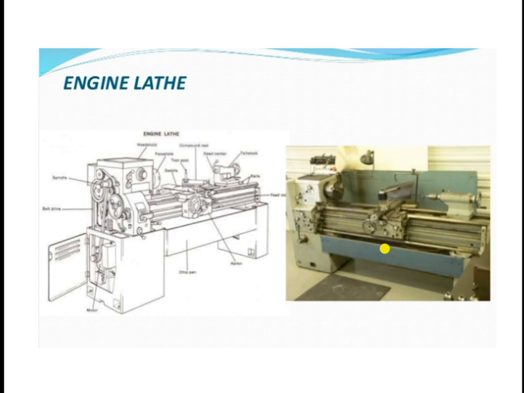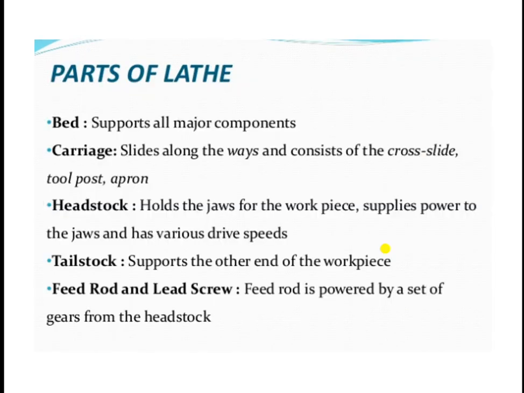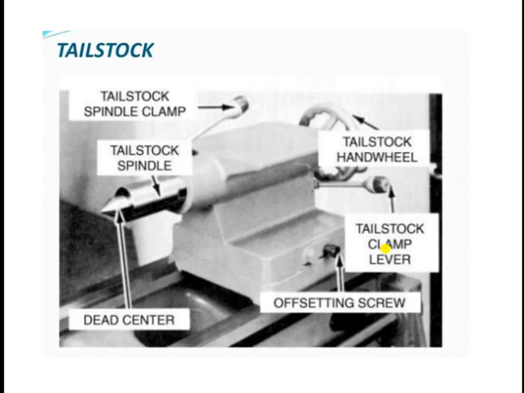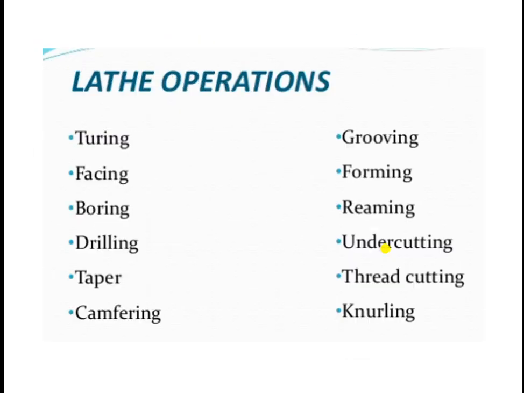With the help of these slides, I am showing you the parts of the lathe machine. What do you mean by bed? What do you mean by carriage? What do you mean by headstock and tailstock? What is the use of the lead screw? These are the various pictures and parts shown in these slides. We have already discussed this in the earlier video, you can refer to that.